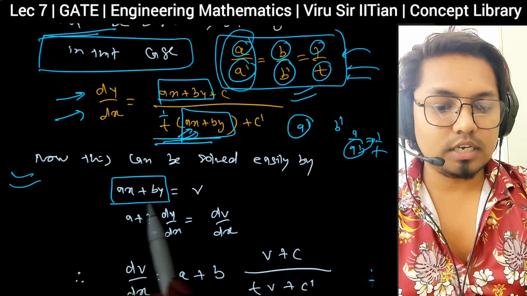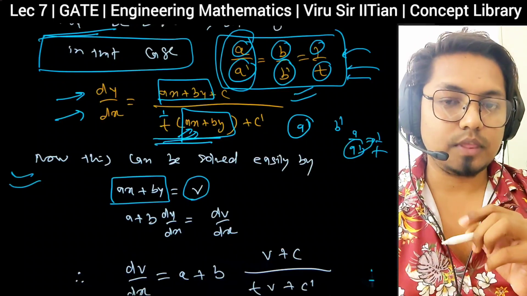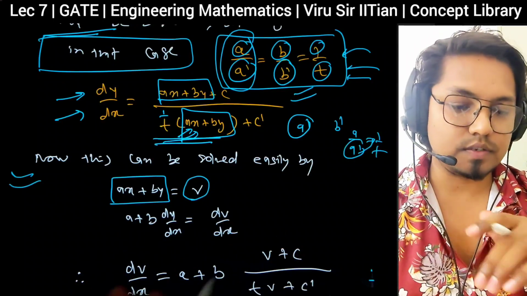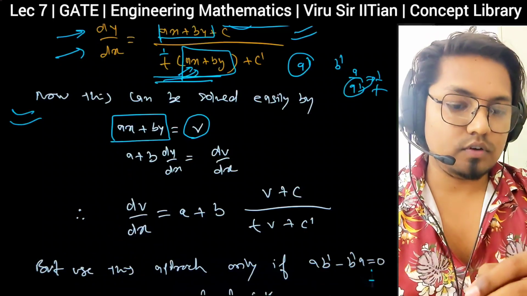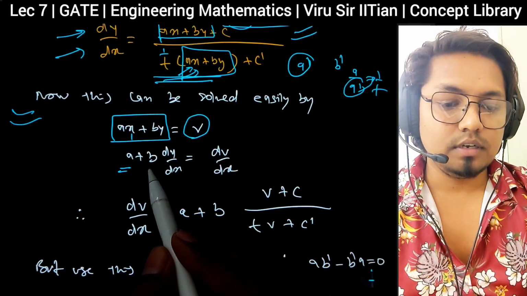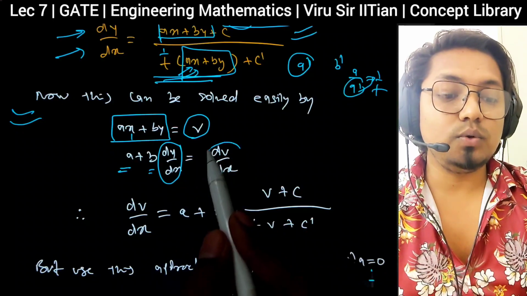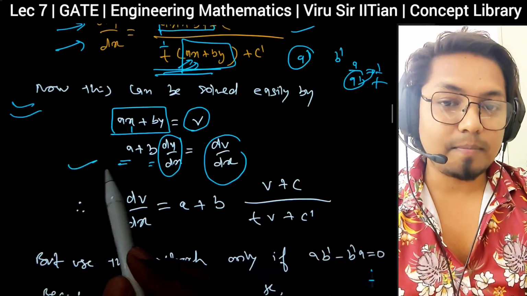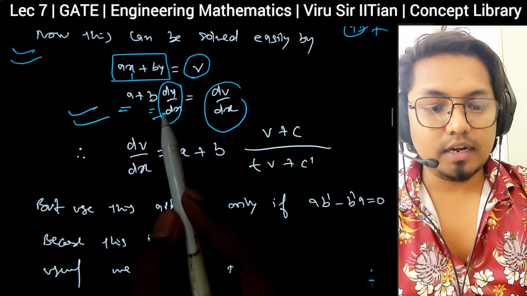So let's consider ax plus by is equal to v, like we considered in our lecture 6. So let's differentiate for x. So a, because x will be 1 after differentiation, b times dy by dx is equal to dv by dx. This is what we were getting, right? So now find out dv by dx value.